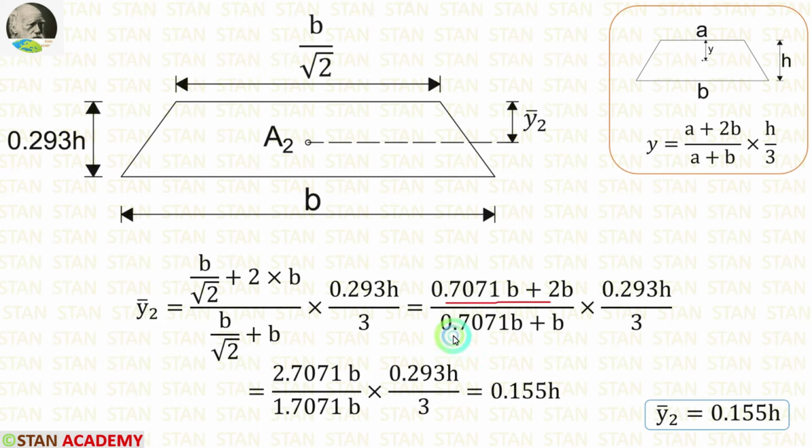Then we can add these two values and these two values. After adding, we are getting this. Then we can cut this b and this b. After the calculations, we are getting y2 bar is equal to 0.155h.